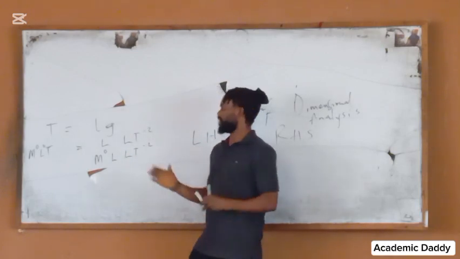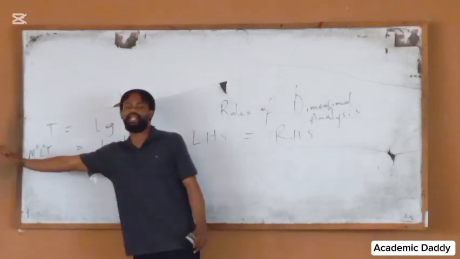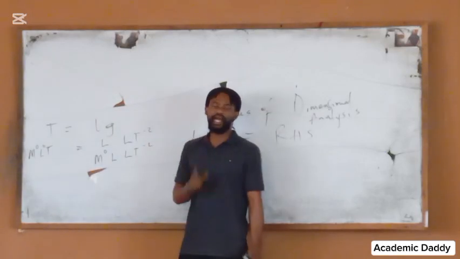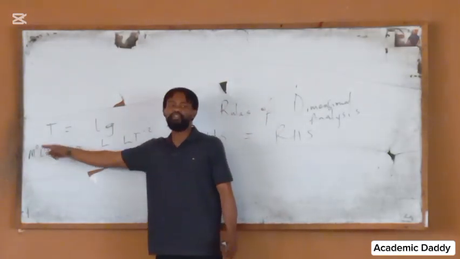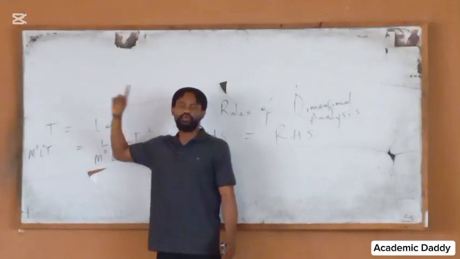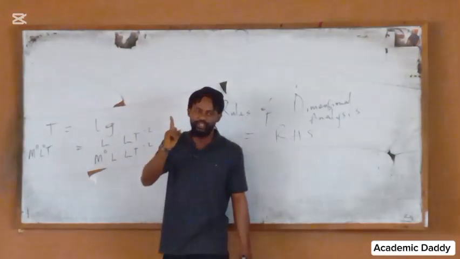So all the dimensions I have on the left-hand side must be on the right-hand side. And how do I do that? By using the law of indices, which states that any quantity raised to power 0, the zero power law, is equal to 1. That is the first principle.